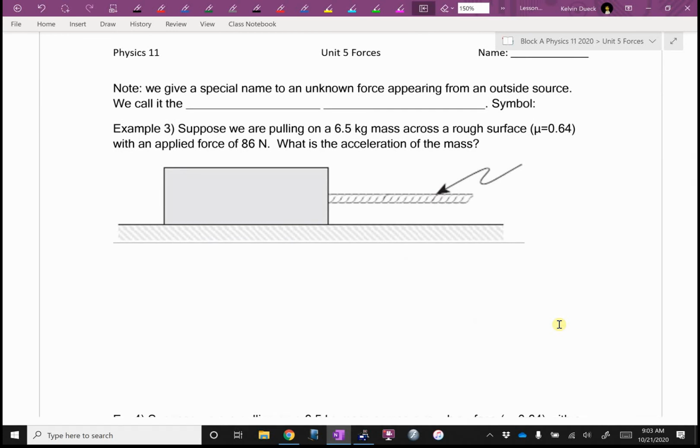By the way, I called this tension, but we give a special name to an unknown force appearing from an outside source. We'll often just call it the applied force, and we'll often label it as F applied. What I mean by that is, in this picture, I don't know what's pulling on the rope. It could be invisible leprechauns for all I care. It could be a winch over on that side. It could be a truck pulling. I don't care, but something is applying a force, F applied. Okay?